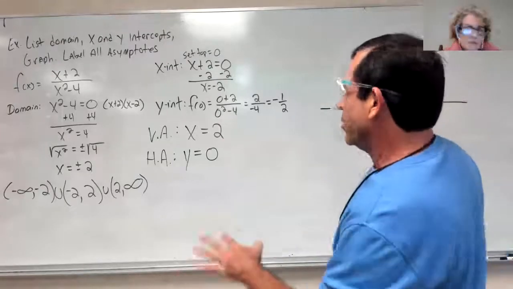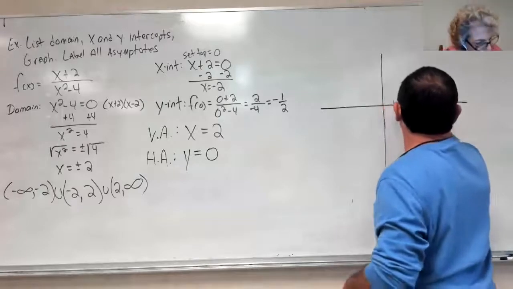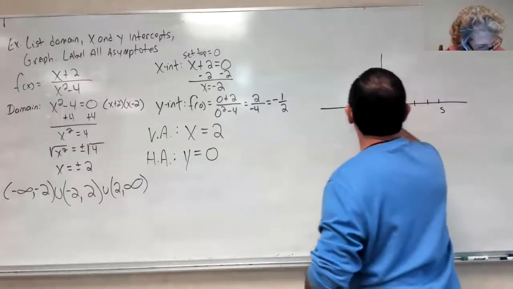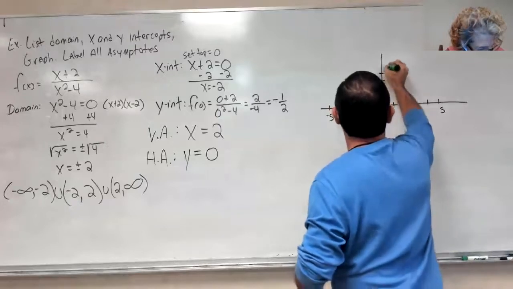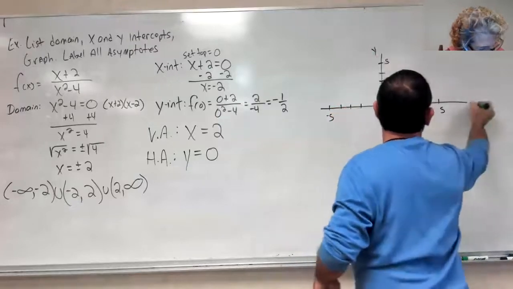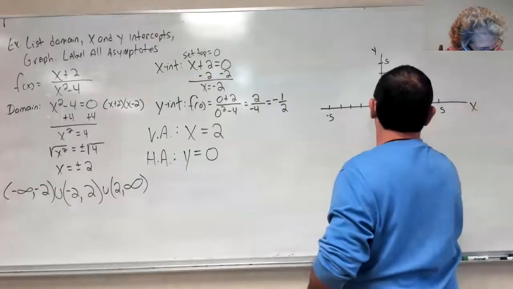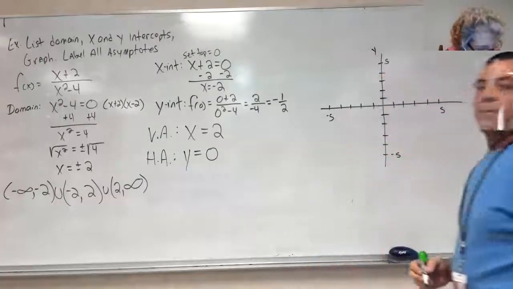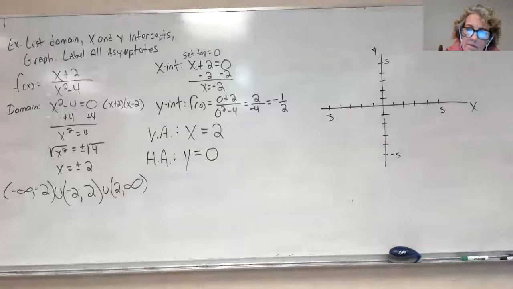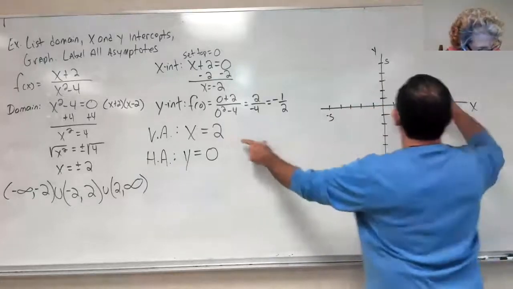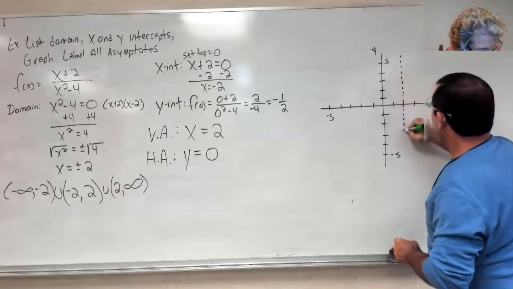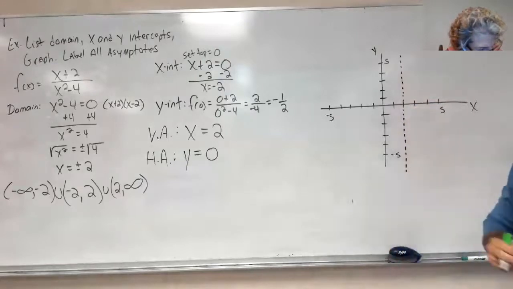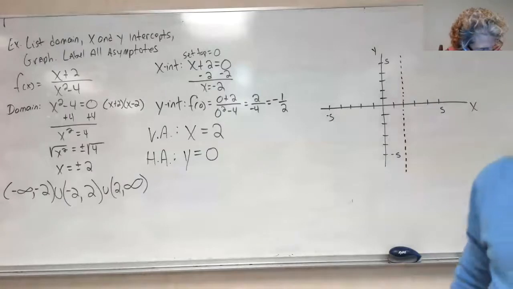All right, where's my asymptote? At 2, so I don't have to go out real far. I'm just going to do a 5. Hopefully that catches everything. So first of all, I'm going to draw the only asymptote I had, which was x equals 2. So over here at 2, my graph is going to want to shoot up and do asymptote stuff, okay?